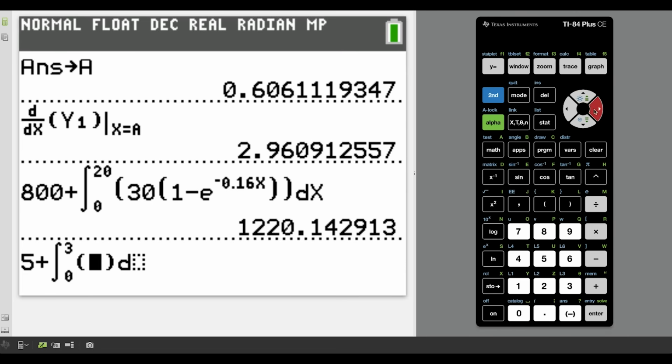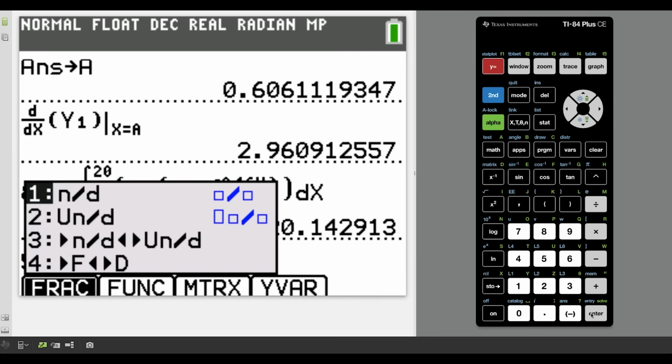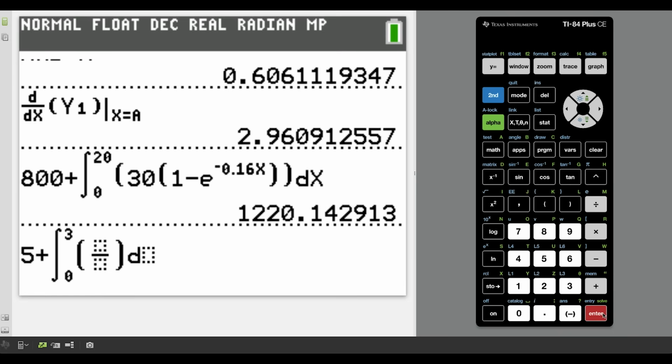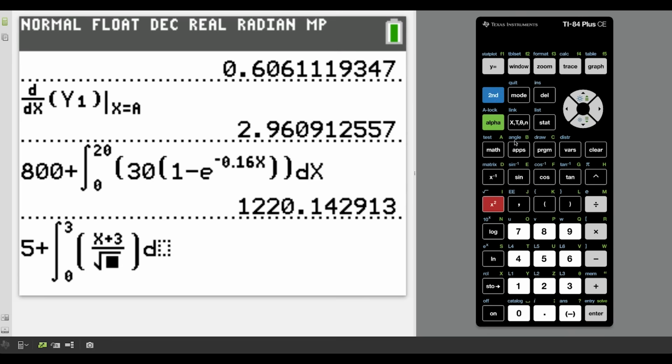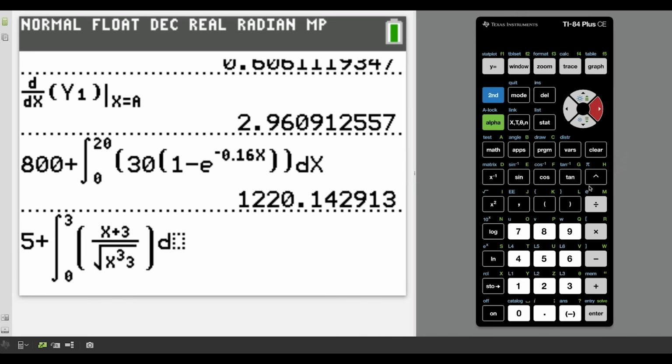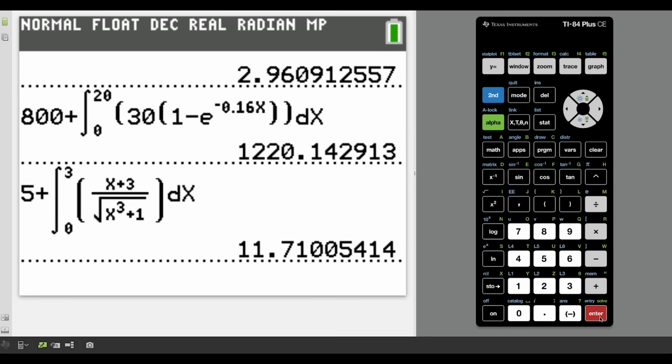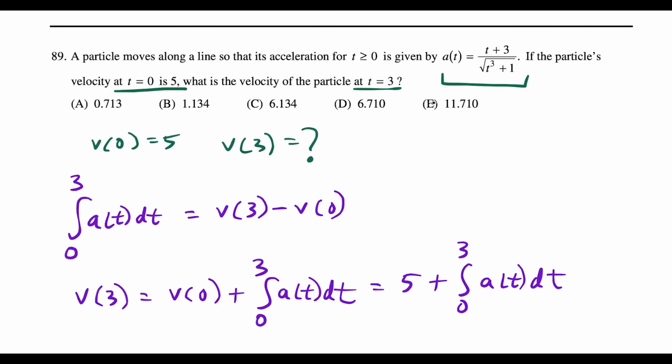acceleration function. Now the acceleration function was a fraction, so we could do alpha y equals enter so that we make sure we type this in neatly. So what we have here now, we have t plus 3 in the numerator, but we'll use x. And then in the denominator, we had square root t to the third plus 1, but we're going to use x to the third. And I missed the power 3, so we have x to the third, go to the right, plus 1. Just make sure you're typing this stuff in carefully. It's very annoying to lose out because of typos, but in the multiple choice, you're likely to catch a typo. Free response, not as much. So just type carefully. And this is going to work out to 11.710. So 89 is choice E.